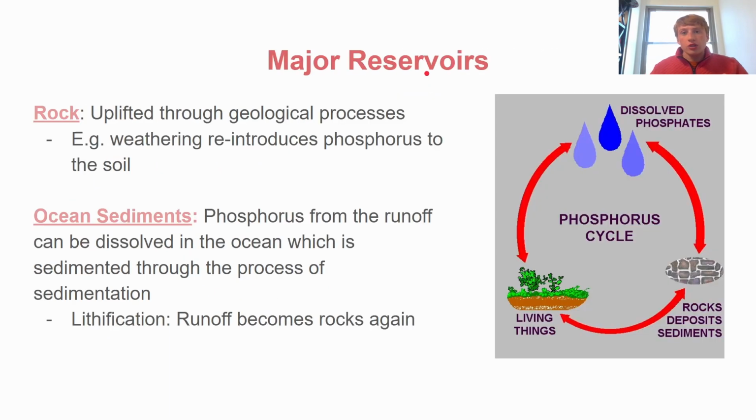The major reservoirs of phosphorus in the phosphorus cycle are rocks and also the ocean. There's a lot of dissolved phosphorus in the ocean, and weathering and erosion reintroduces this phosphorus back into the cycle.